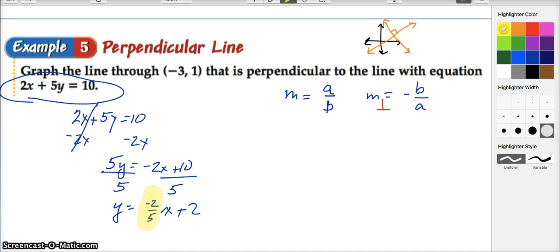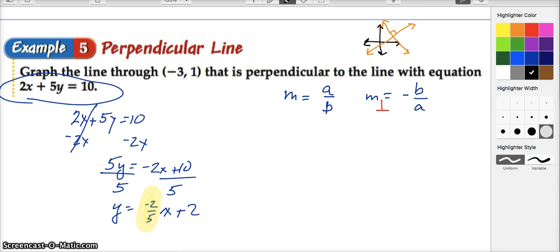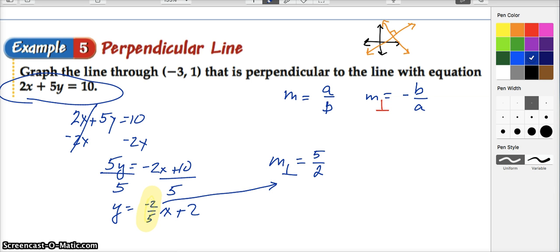Well, we remember, if the slope of the line we're talking about is some a over b, the slope of the line perpendicular to it is the opposite reciprocal, or negative b over a. So I've got to change the sign and flip it. The slope of the line that we are looking for, the perpendicular one, is going to be positive 5 over 2. Do you see that relationship there? It is the opposite sign, and it is reciprocated. It's flipped over.